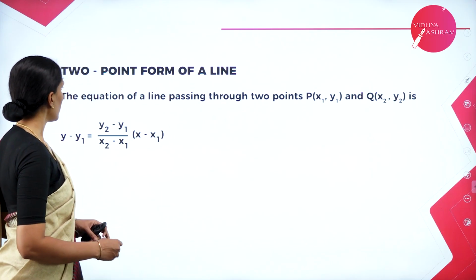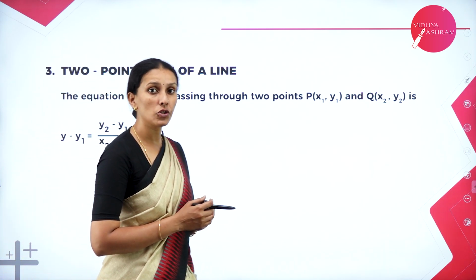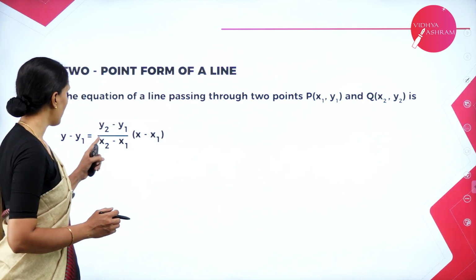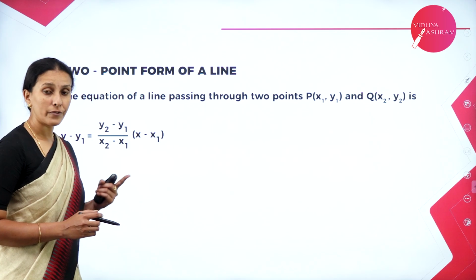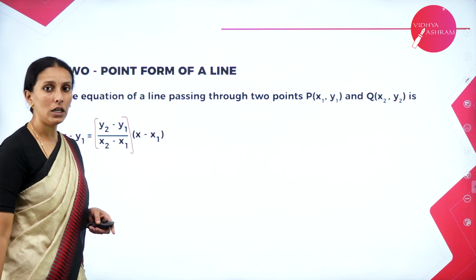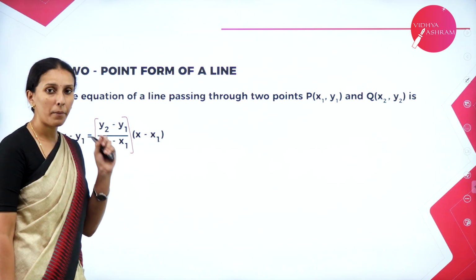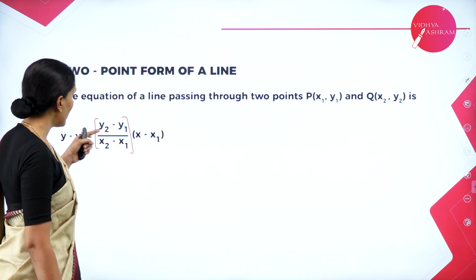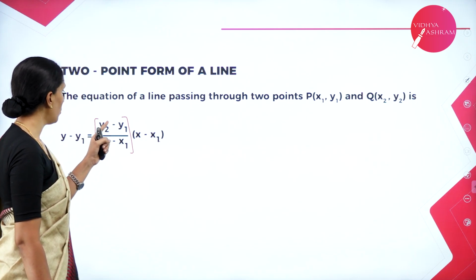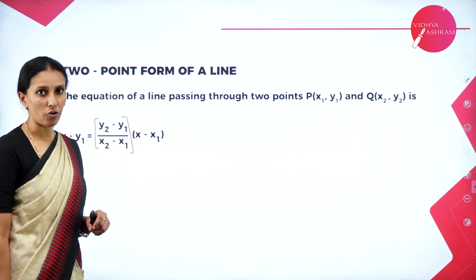Next one, 2-point form of a line. 2-point form of a line means we find the slope of a line when 2 points are given. That is given by (y2 minus y1) by (x2 minus x1). As in the case of point slope form, the slope is calculated using the 2 points. Here the point (x1, y1) is considered as the point from where the line is passing, and the other point is used to calculate the slope of the line. Thus, y minus y1 is equal to (y2 minus y1) by (x2 minus x1) into (x minus x1) represents the equation of a straight line.